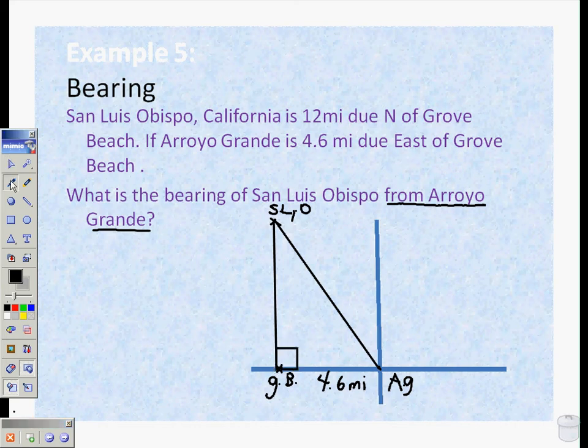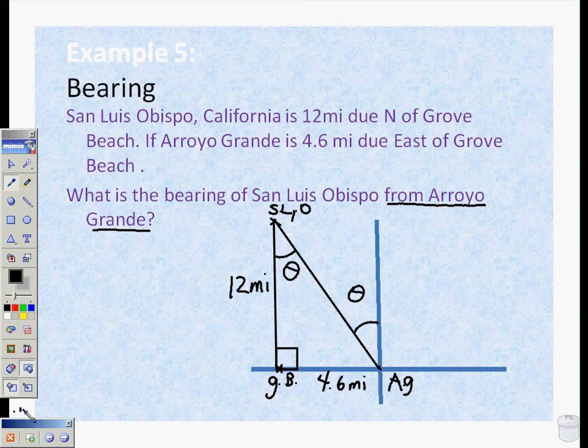So let's look. If we have that this is 12 miles north and we have 4.6 miles from Grove Beach to Arroyo Grande, we need to figure out which angle we're finding. Well, in a generally northern direction, we're going to figure out how many degrees east or west. So there is the angle that we're finding. We recall that opposite interior angles are the same. So there is our theta that we're trying to find.